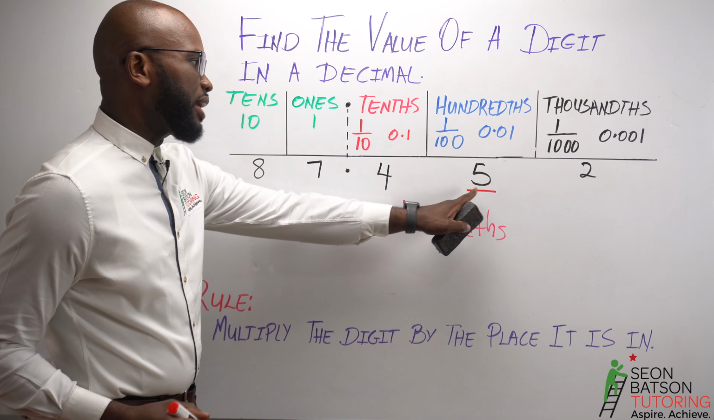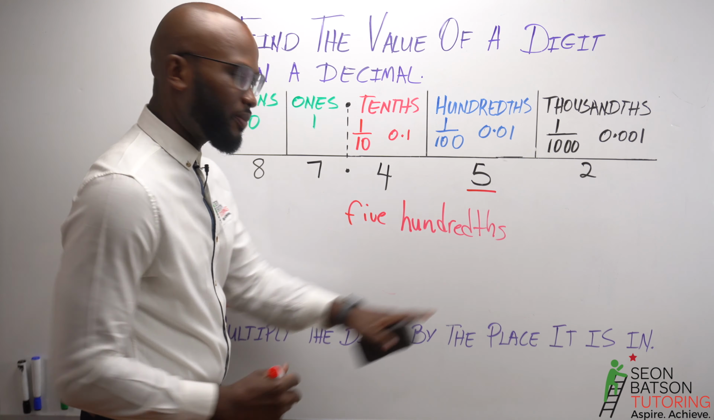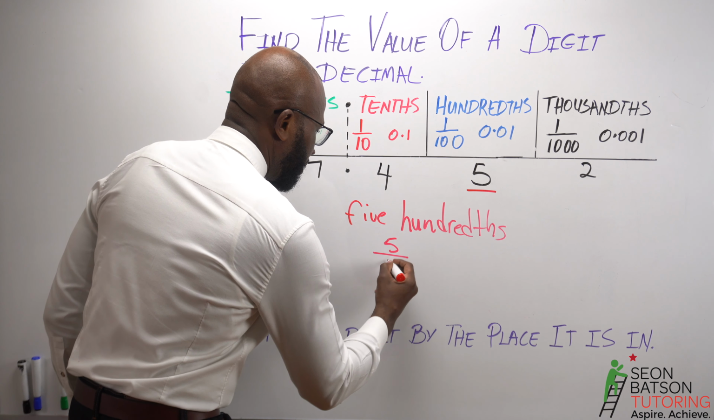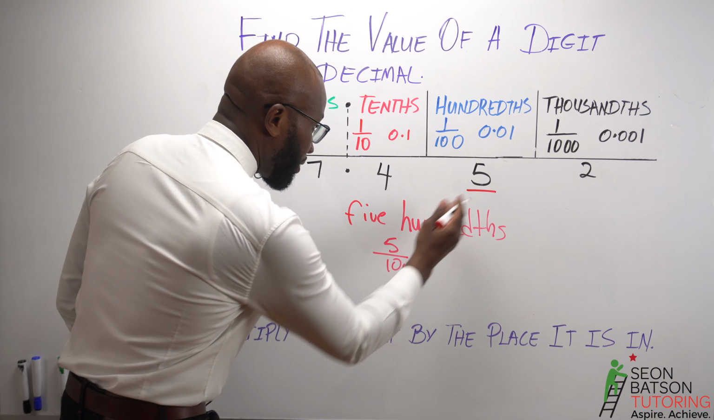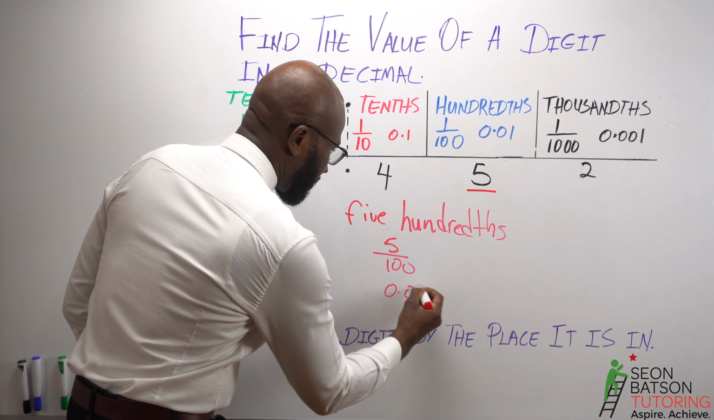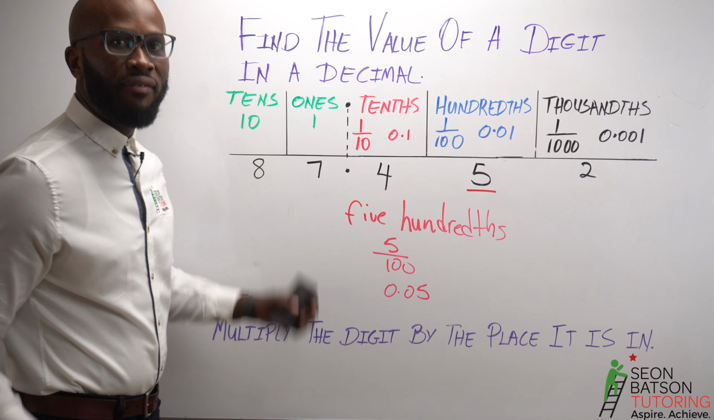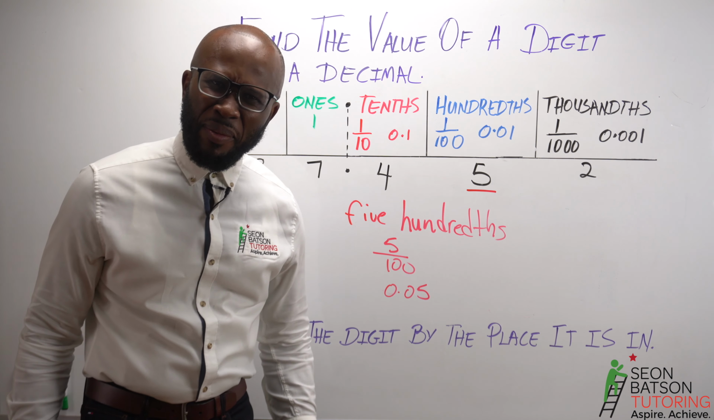Yes? So we can write the value of this 5 in word form. We can write the value of that 5 in fraction form. And we can write the value of the 5 in decimal form. 5 hundredths. It's very simple.